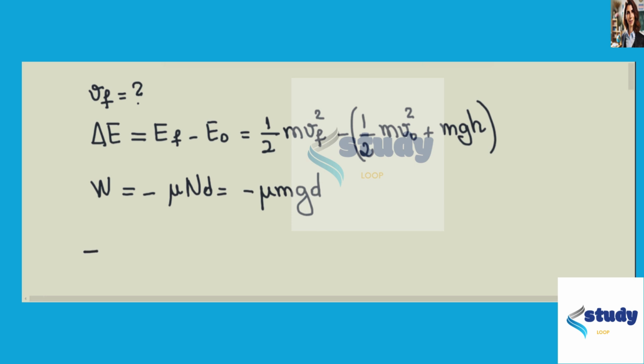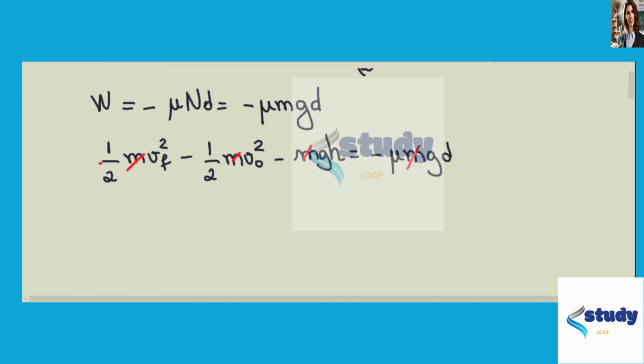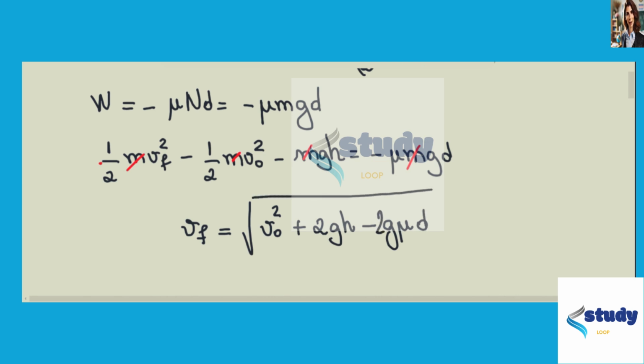So we have the delta E, that is 1/2 of mvf squared minus 1/2 of mv0 squared minus mgh is equal to minus mu mgd. The m's cancel out. So I'm going to isolate vf since that's what we want to find. So vf is the square root of v0 squared plus 2gh minus 2g mu d.